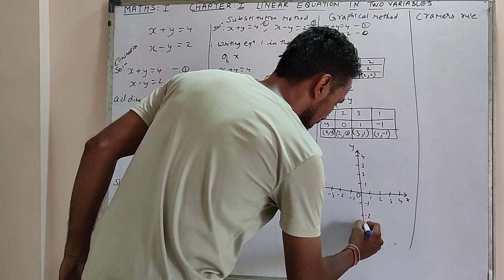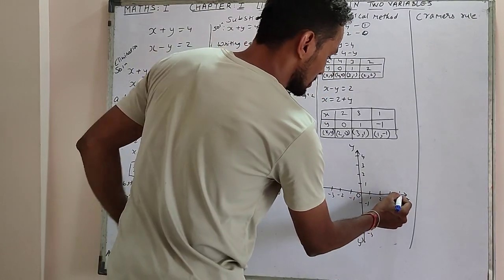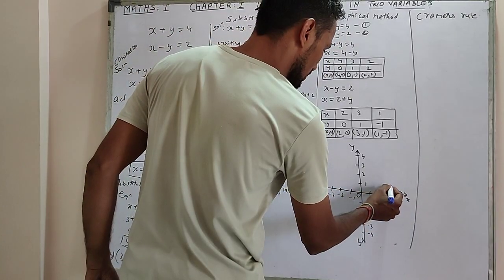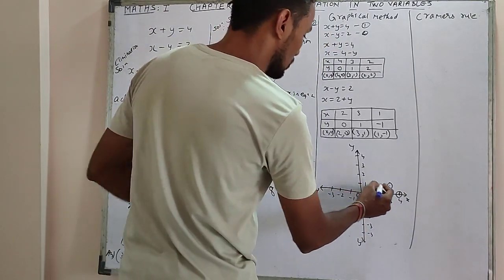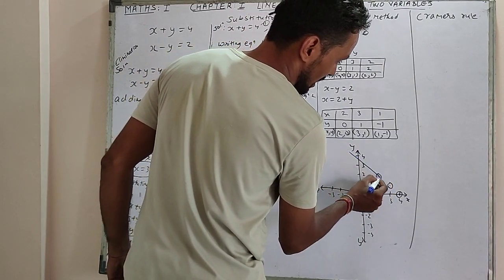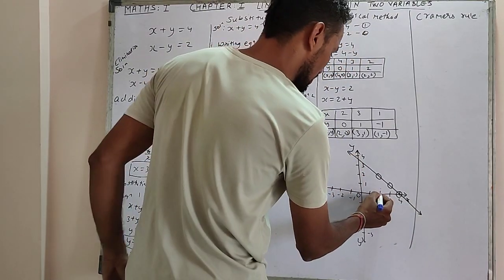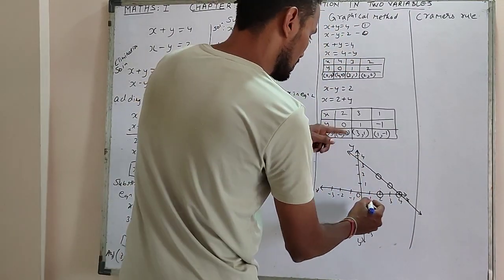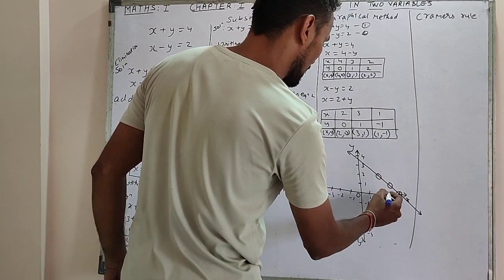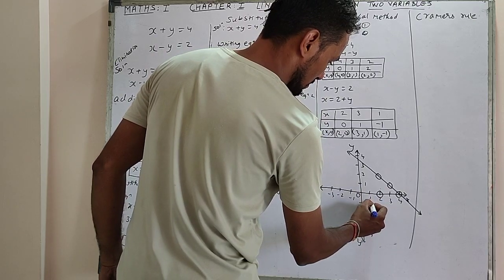Minus 1, minus 2, minus 3, minus 4. What is the first point here? It's 4 and 0. I'll just plot it here. 4 and 0. 3 and minus 1. This is like this. 2 and 2. It's like this here. I've just plotted it. I'll make a straight line. Second is 2 and 0. It's here. 3 and 1. It is like here. And 1 and minus 1. This is 1 and minus 1.